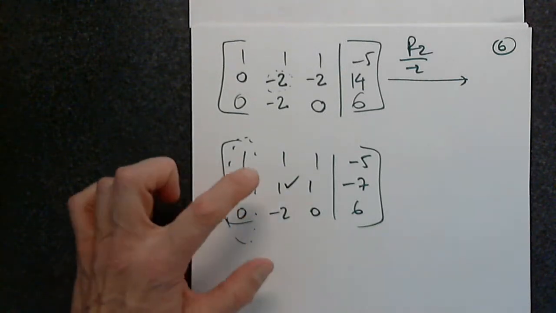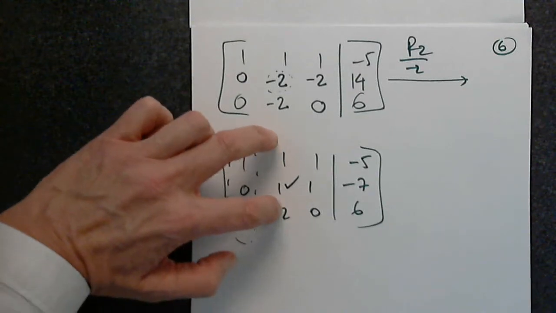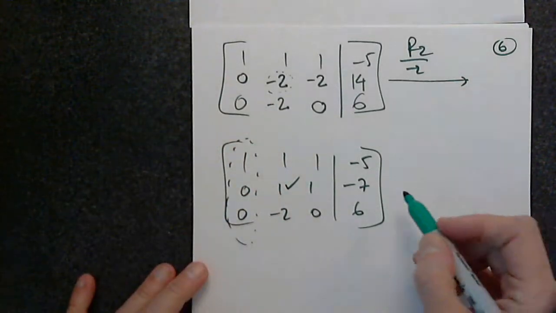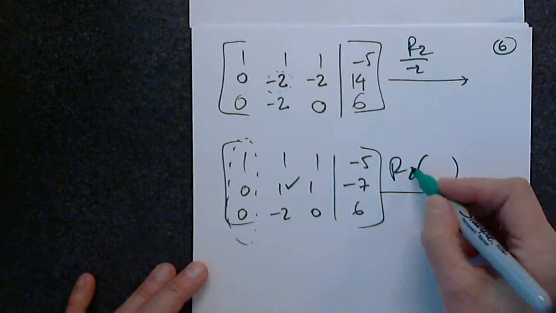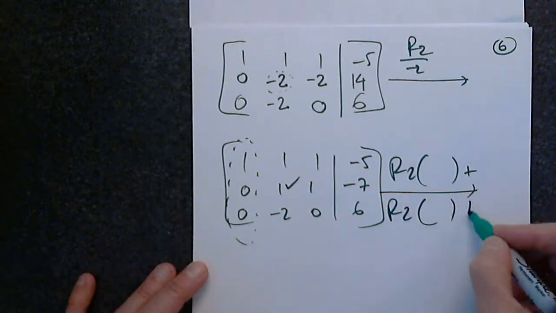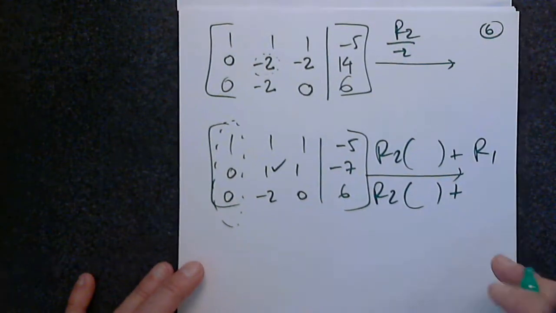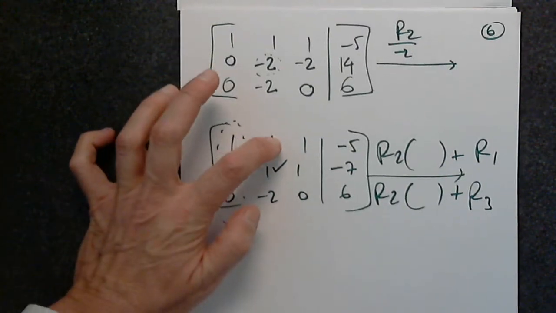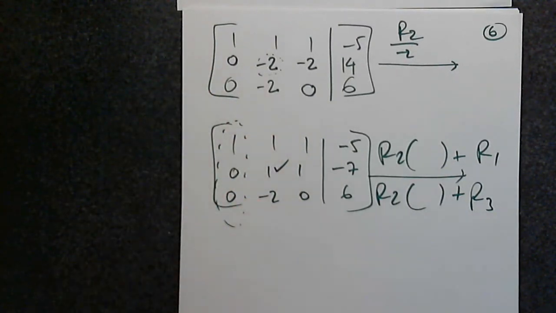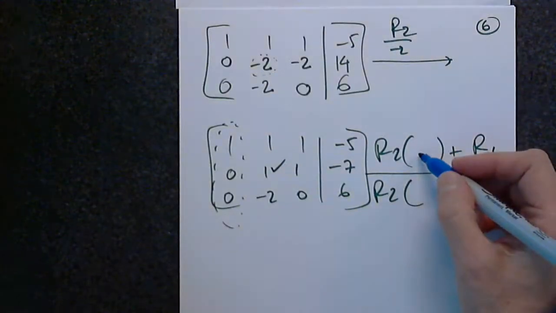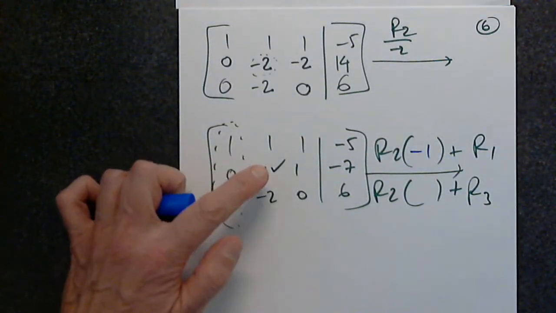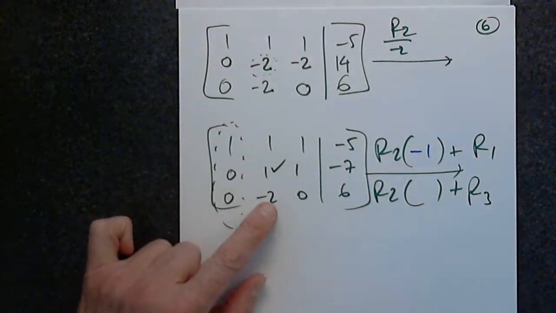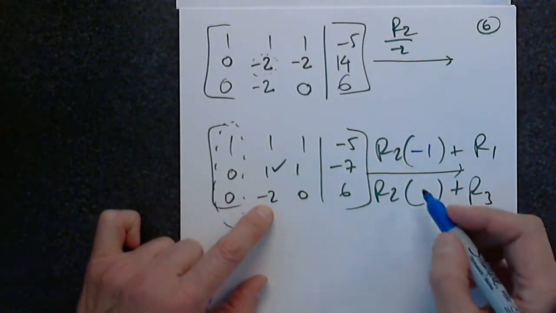Now this number, this one will help me get the zeros. So of course I will be using now row 2 twice. First I will add it to row 1, and then I will add it to row 3. But now the question is, what do I multiply row 2 by to eliminate this number? Perfect. What do I multiply this one to eliminate this number? By 2 indeed.